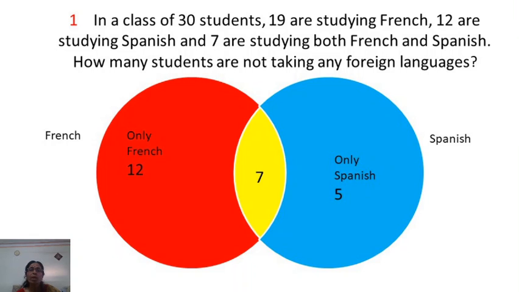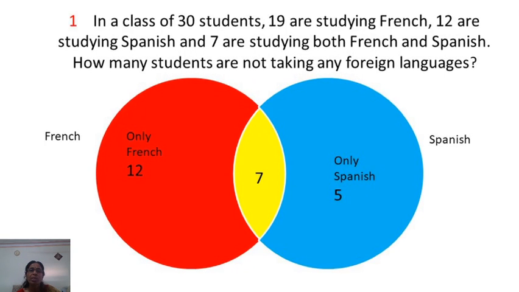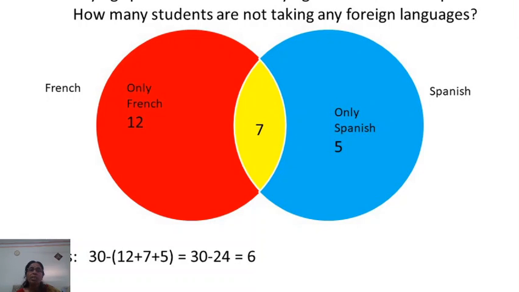So what do we have to find? How many students are not taking any foreign languages? Students not taking any foreign languages means, our total class is of 30 students. So 30 minus 12 plus 7 plus 5, means 30 minus 24, that is equal to 6. So our answer is 6 students are not taking any foreign languages.